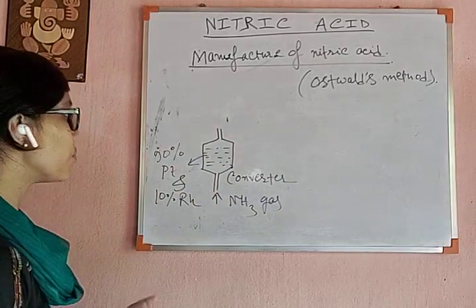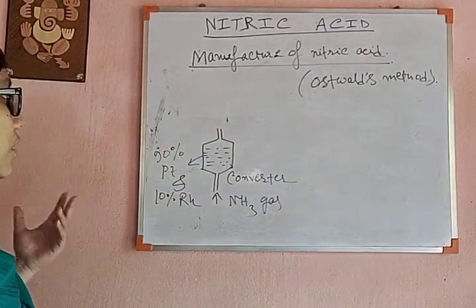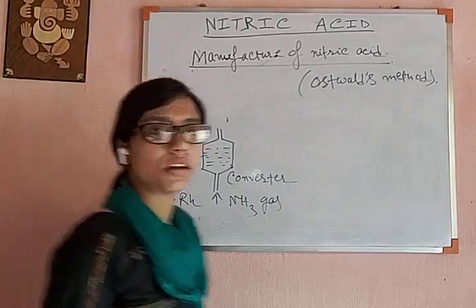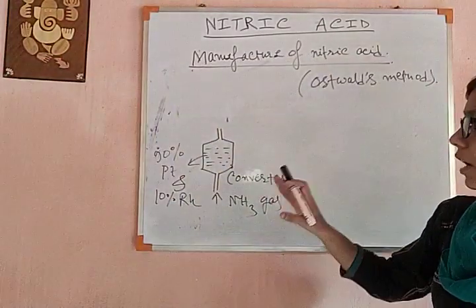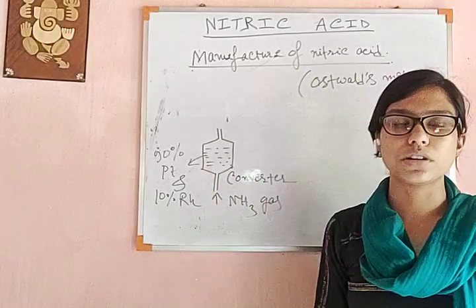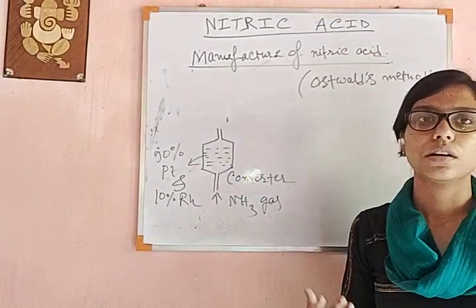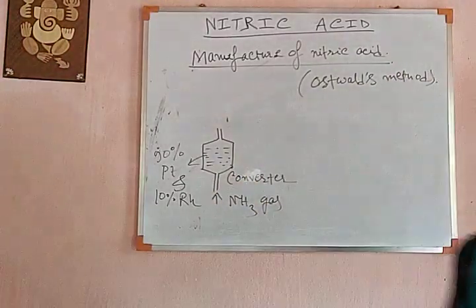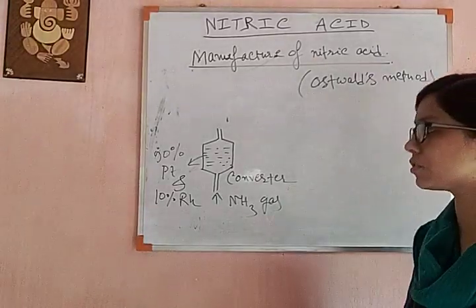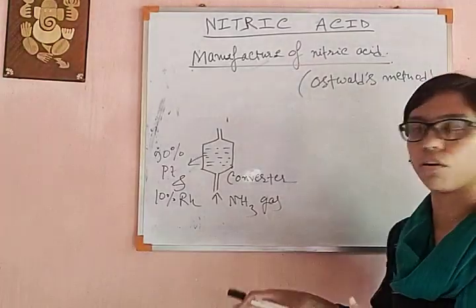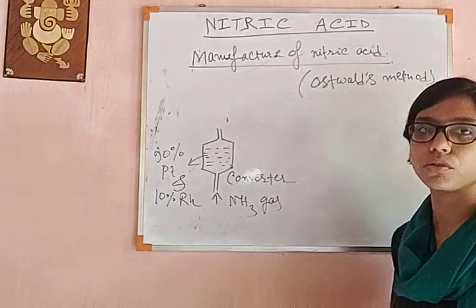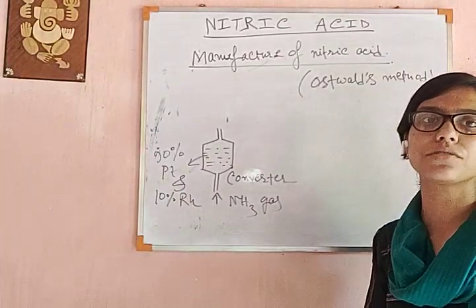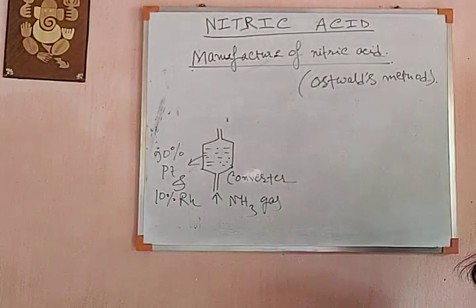Platinum alone can also be used, but you know that platinum undergoes rusting. If platinum alone is used, it undergoes rusting and loses its catalytic property. That's why we use a combination of platinum and rhodium. When a combination is used, rusting gets reduced. So that's why this process.